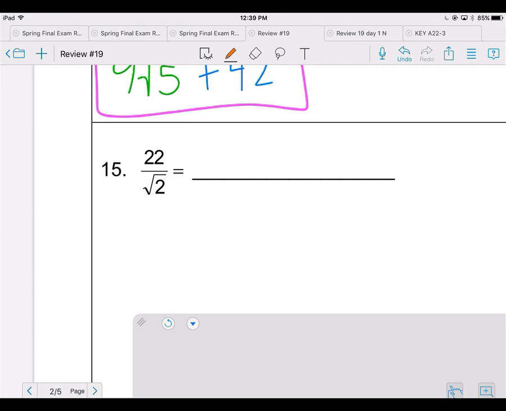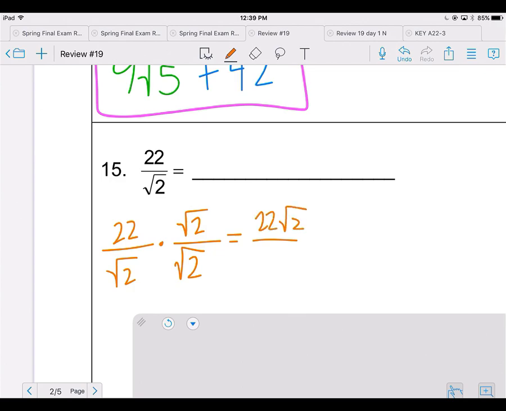Problem 15, I have a 22 outside the square root and a 2 inside the square root, which means there's nothing I can do to combine them. I type in the square root of 2 in my calculator and it doesn't work nicely. So on the bottom, I have to get rid of the square root of 2, so I'm going to multiply it by itself. Whatever I do to the bottom, I must do to the top as well. On the top, 22 is outside of the square root, 2 is under the square root. I cannot combine them, so I simply rewrite them.